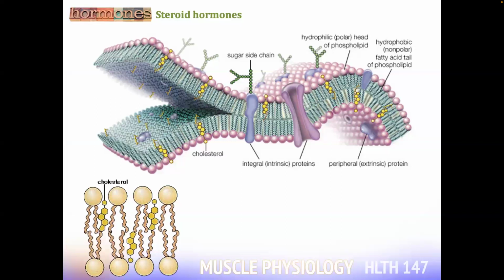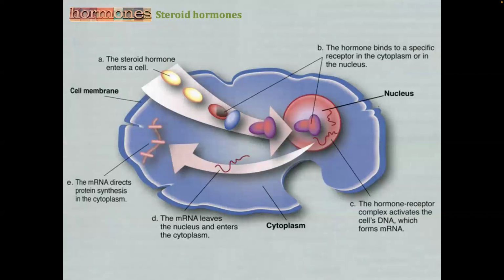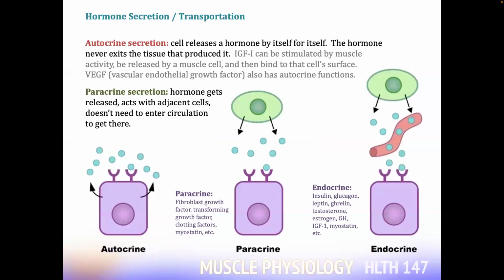Now, getting into the steroid hormones, this is a phospholipid bilayer. You can see the cholesterol inside of the bilayer. So steroid hormones go through that cell wall to reach the receptors inside of the cell. Then those steroid hormones will bind to a receptor that's either in the cytoplasm of the cell or in the nucleus itself. Looking at different types of hormone secretion, there's autocrine, paracrine, and endocrine.